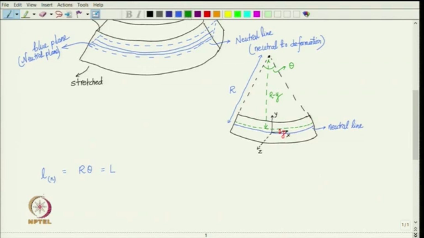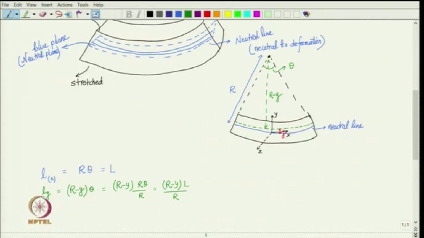Okay. So, for green line, the length of the green line, that is the radius big R minus y times again the same theta, is not it? But we could also write this as big R minus y into big R times theta divided by big R, and then we say that big R times theta is actually the original length, which is big L, and then divide by big R, right.